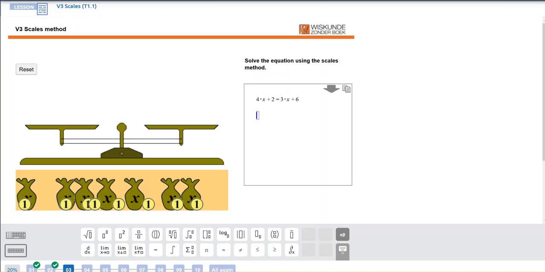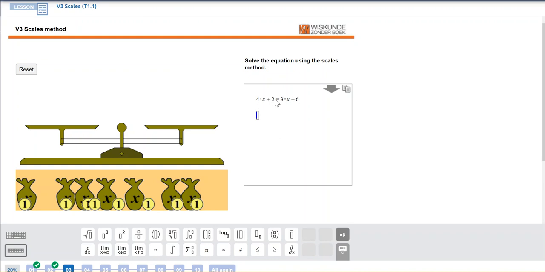In the third one, we get this equation, 4 times x plus 2 is equal to 3 times x plus 6. As you can see, we still get the scale, but all of the things that we could put on the scale that represents the equation have been left out. So the first thing that we can do is put the things on the scale according to the equation.